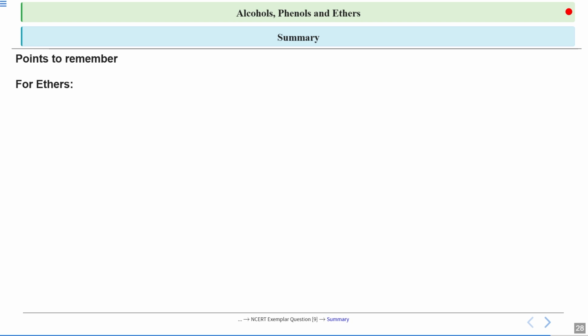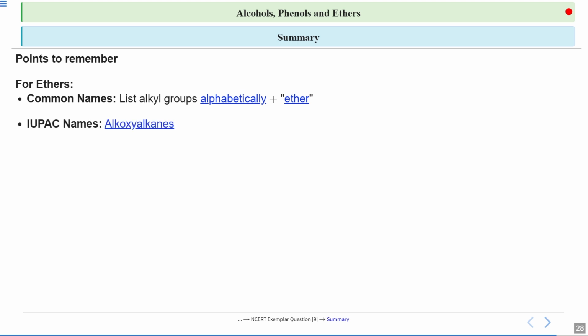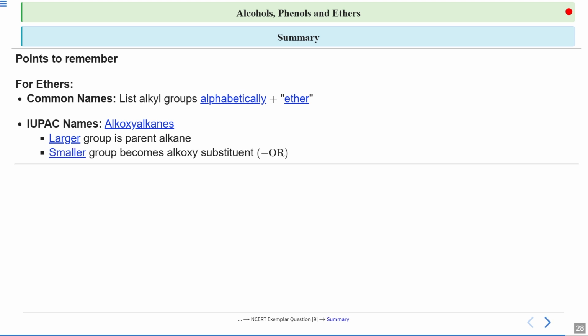For ethers, we have seen that the common name is written in this manner: first list the alkyl groups around the oxygen in alphabetical order, and then write the word ether after it. For the IUPAC name of ethers, you have to name it in the format alkoxy alkane. The larger carbon group will be the parent alkane, and the smaller carbon group becomes the alkoxy substituent, which is OR, so alkyl along with the oxygen. This is what we have learned today, and these are the points you have to remember from today's lecture.